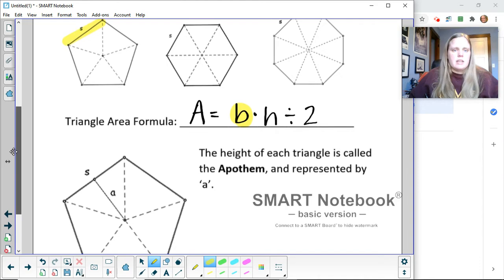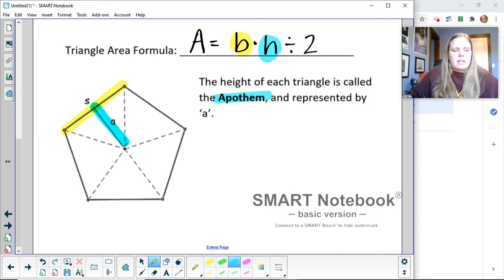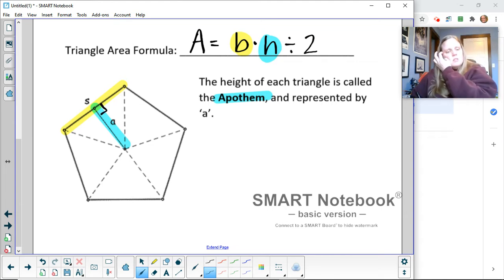Now we also need a height, and when we're looking at a height, it has to be perpendicular, straight up from the base. So if I look down here in this zoomed in pentagon, we've got the base here, that's considered the side length, and then the height part is actually called the apothem, and that's the distance from the center of the polygon perpendicular to the side length. So I'm just going to put a little perpendicular note in there that these two are perpendicular. So that's going to be our height. And then dividing by 2 is just the part of the triangle formula. So once we put all that together, we get one triangle.